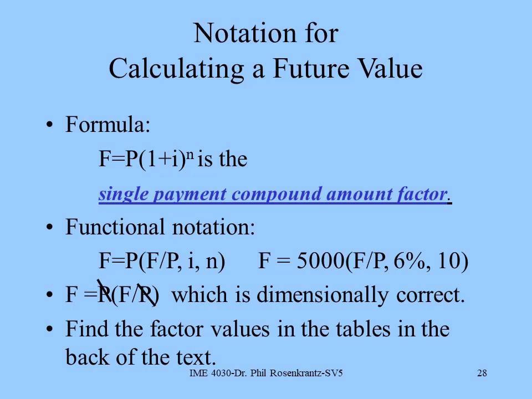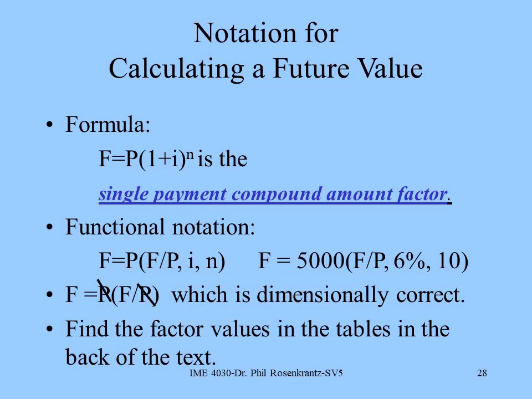The notation is shown with three arguments. In the parentheses, you see, in this case, F over P. And what that means is that the factor we're dealing with is a single payment factor where, given P, we're trying to find F. The second argument is i, that's the interest rate, and it's a decimal, it's not a percent. And then n is the number of compounding periods in our problem. Now, our problem may encompass 1 year, it may encompass 5 years, but n is the number of compounding periods in the life of our project.